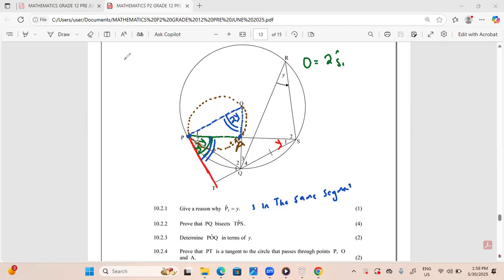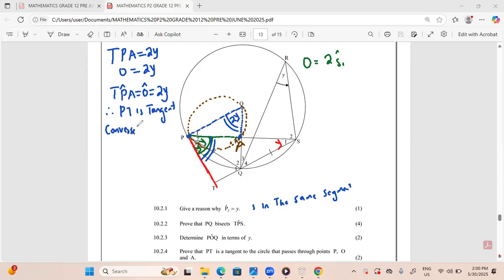So when you answer this one, you say TPA is equal to 2Y, and we know that O is equal to 2Y. You actually say TPA is equal to O. They are all equal to 2Y. Then you say, therefore, PT is tangent. What is your reason? You say converse of the tan chord theorem.